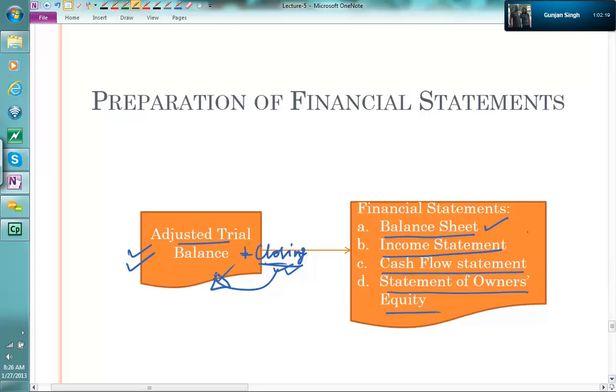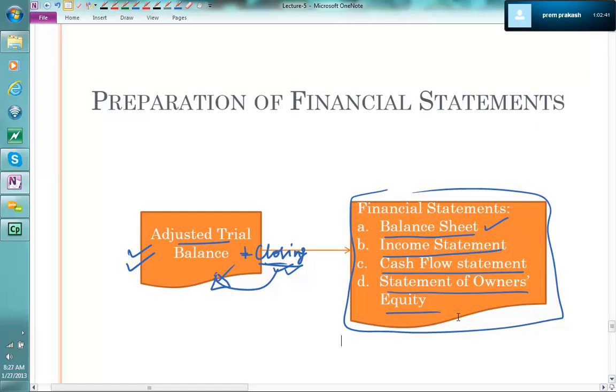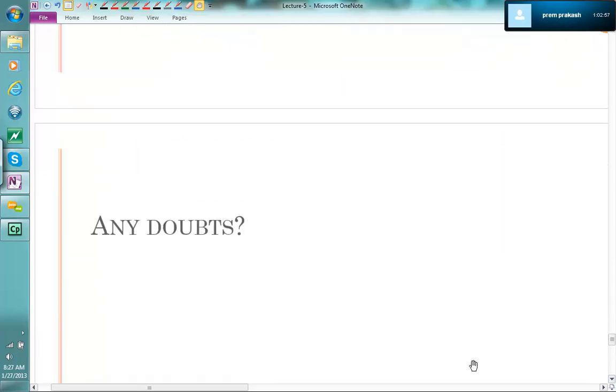Okay, so these are the different statements. So this preparation, in next few classes we will be talking about each and every element in detail. Right now we took very simple examples, just to give you a flavor of what is balance sheet, what is income statement. We talked about very simple balance sheet, very simple income statement. But now in next 7-8 classes we will be digging deep into each element of the balance sheet, income statement, cash flow. Okay, so any doubts?